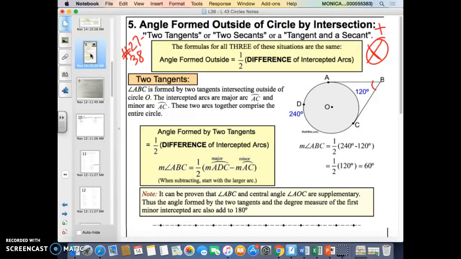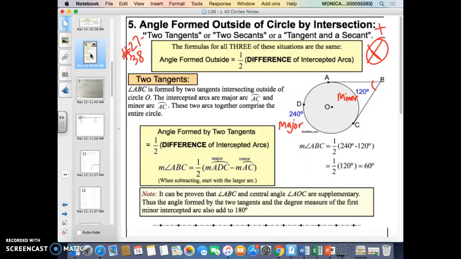And we've got two arcs. We've got a major arc and a minor arc. Well, you always want to subtract the major arc. So that's going to be the bigger arc. And the minor arc. So the minor gets subtracted from the major arc. And then you divide by 2. So in this case, what I would do is 240, and you can see the problem here.